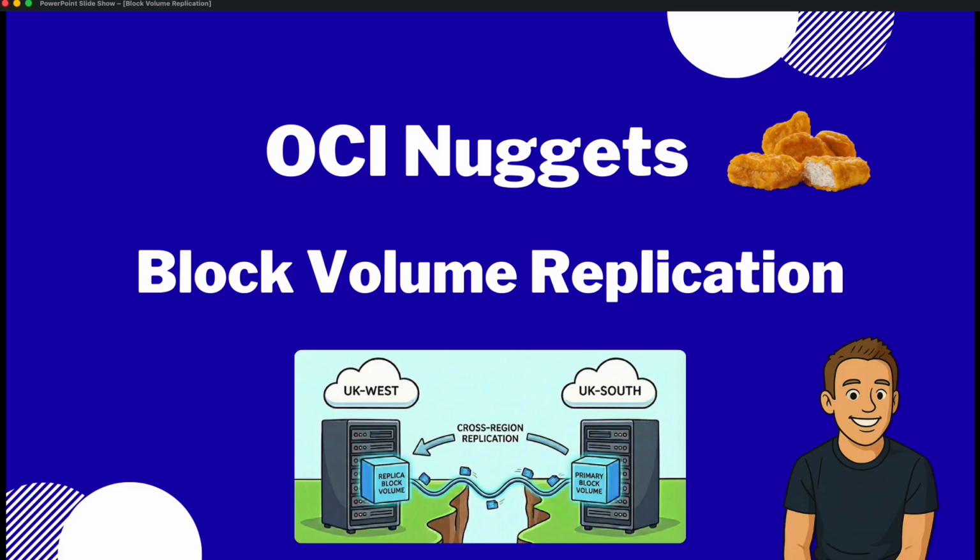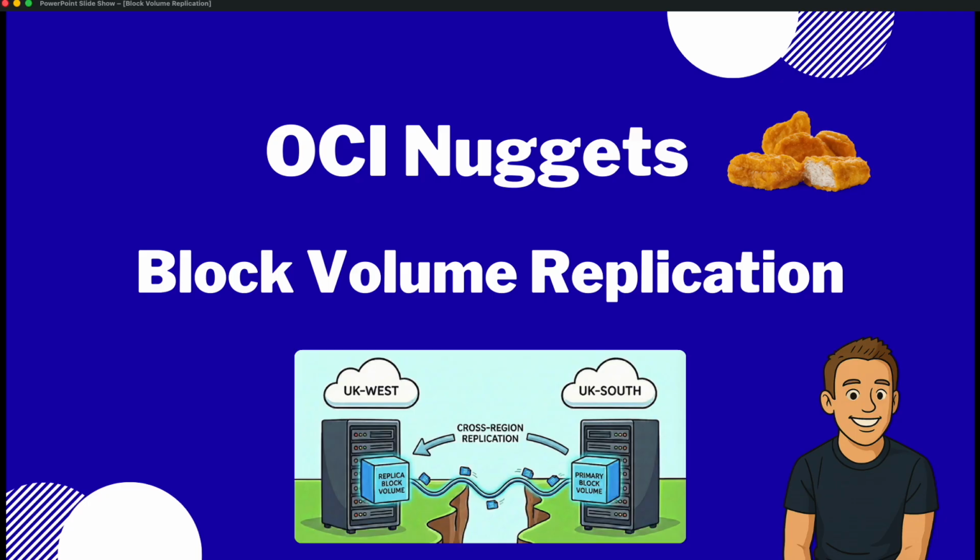In this video, we're going to take a closer look at block volume replication with OCI. What block volume replication is really useful for is disaster recovery, because it enables us to replicate the block volumes from a VM instance between availability domains or between regions.